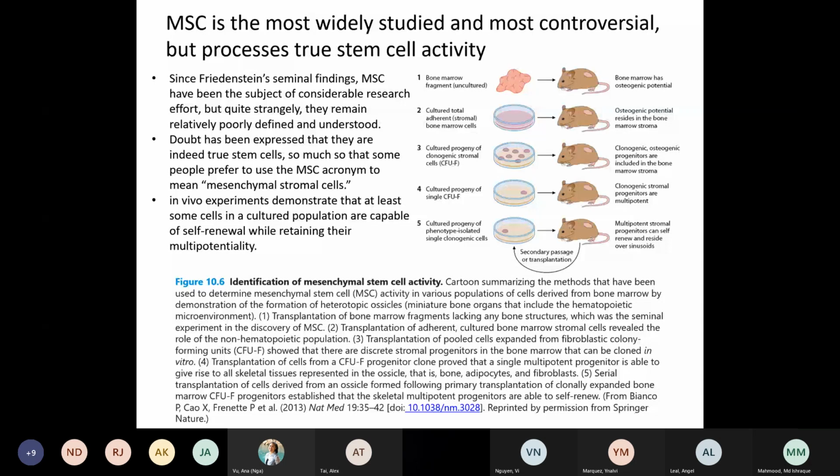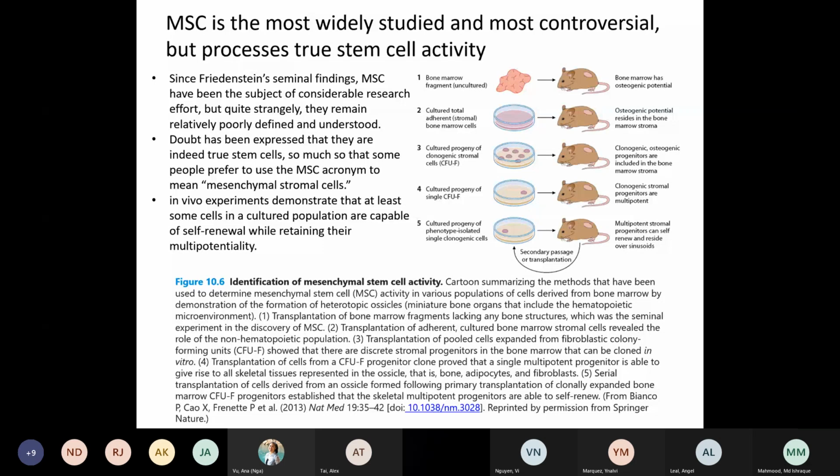Okay, any cells that are in suspension, most of the hematopoietic stem cells will be in suspension. So they only collect the adherent cells and then use those adherent cells to do the same experiment again, bone formation. The conclusion here is that the osteogenic potential resides in the stroma. It's not the hematopoietic stem cell, it's cells in the stroma.